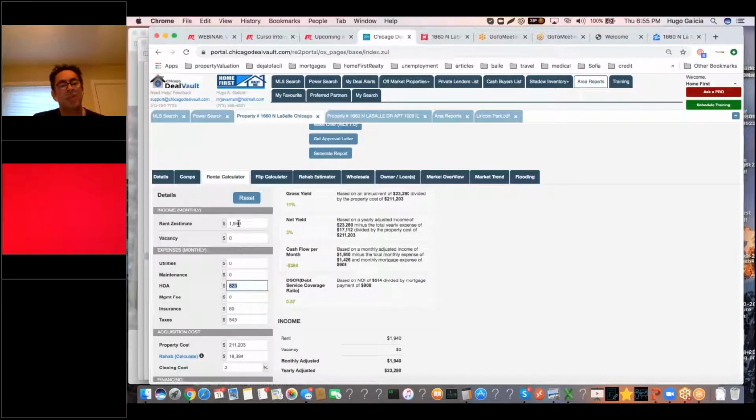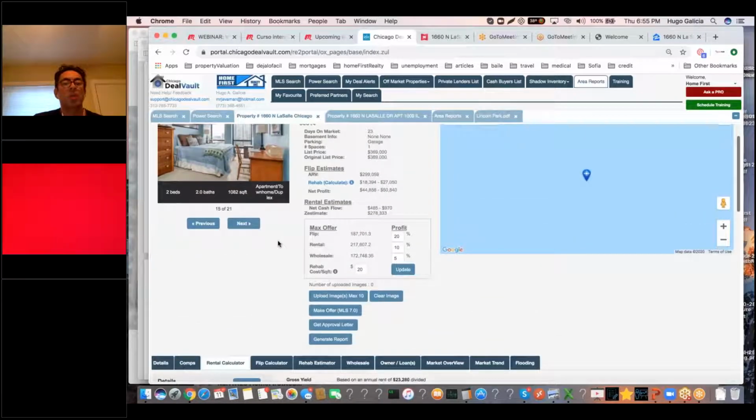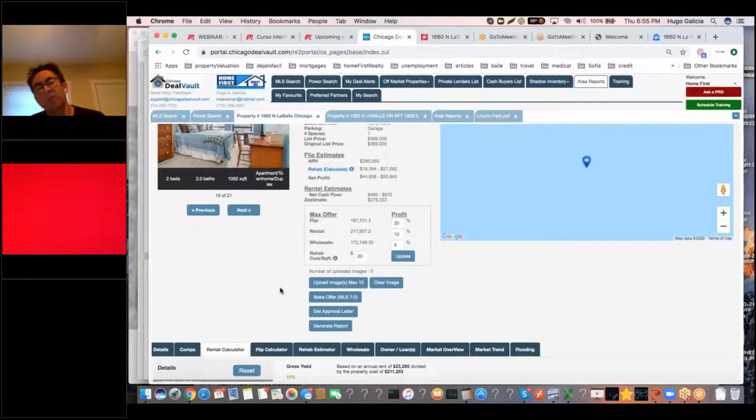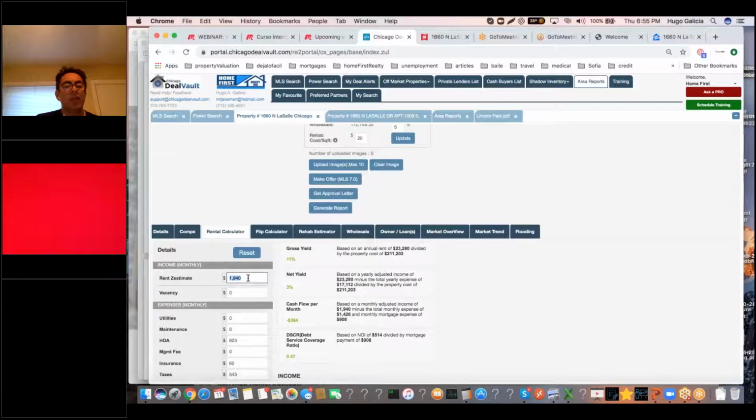Okay, and as you can see, the rents are not that high compared to the price. Because remember, take the 1% rule of thumb. If you pay 369, what's 1% of that? It's 3,600, right? That's how much you need to collect in rent. Well, guess what? You're only collecting 2,000. So it will not cash flow. You're going to lose money.